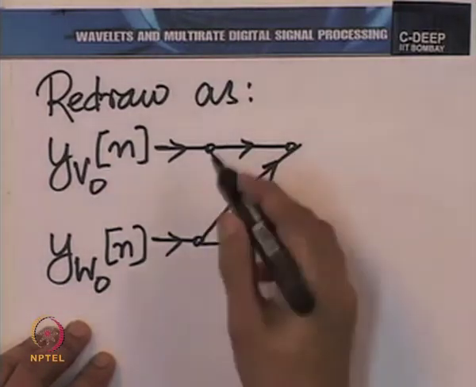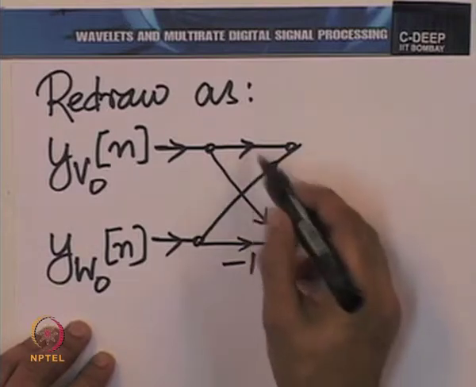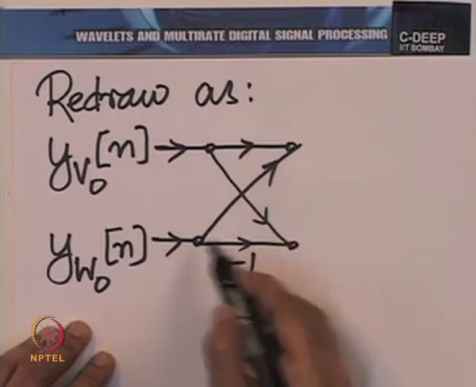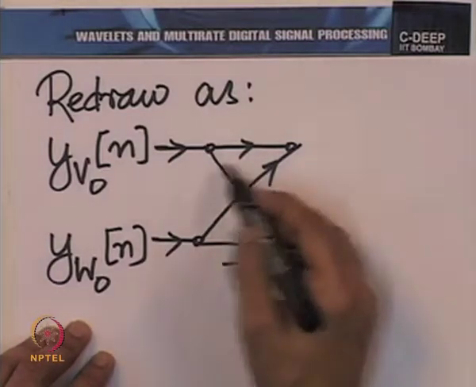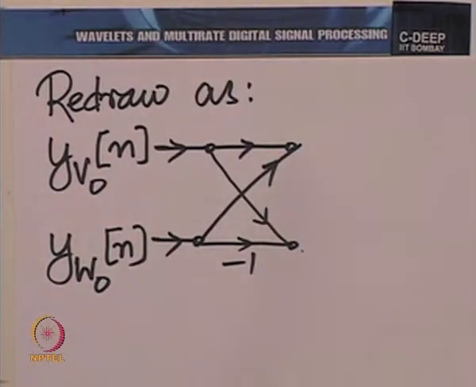Recall, this is what we call a signal flow graph. In a signal flow graph, we have nodes and we have edges. A signal flow graph is a convenient way of showing computation.